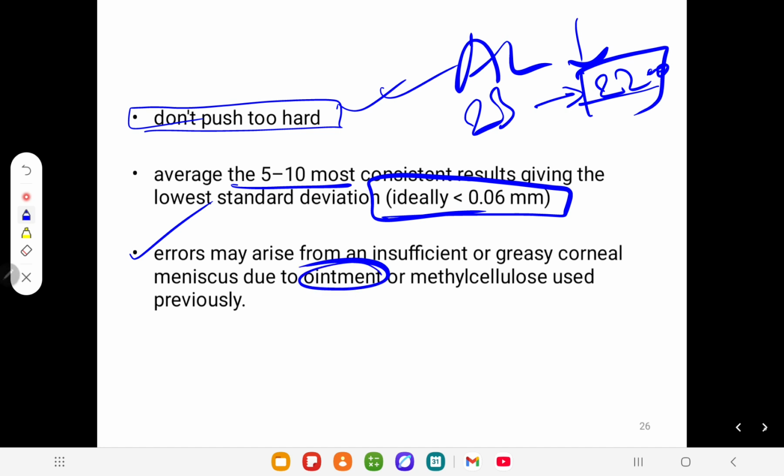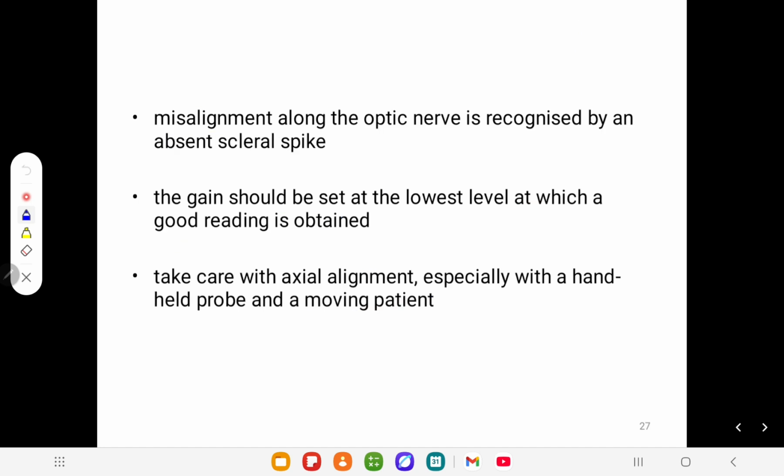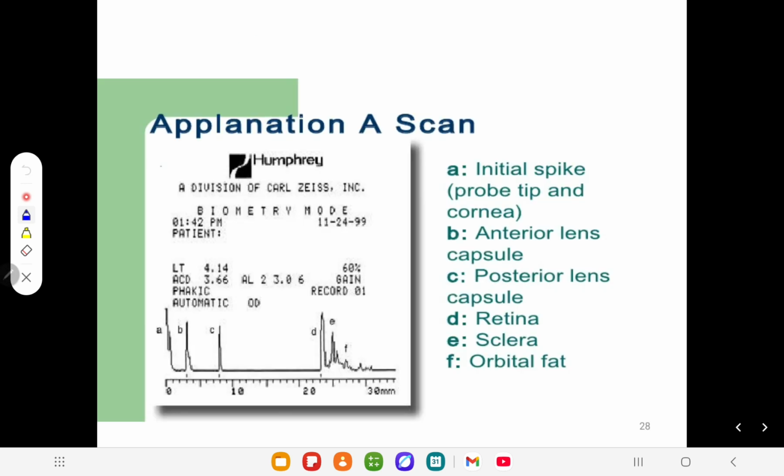It's very important. Misalignment along the optic nerve is recognized by an absence of the scleral spike. Let me show you this point. Okay, if there is a misalignment, and what we want is to put the probe and hit the eye at the macula, isn't it?